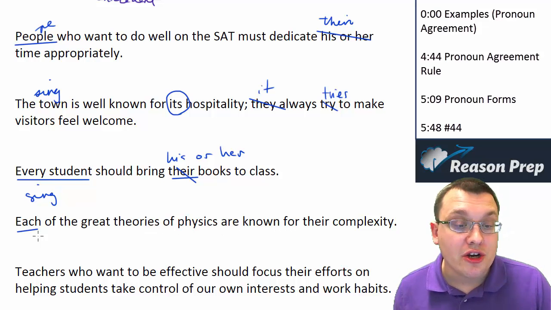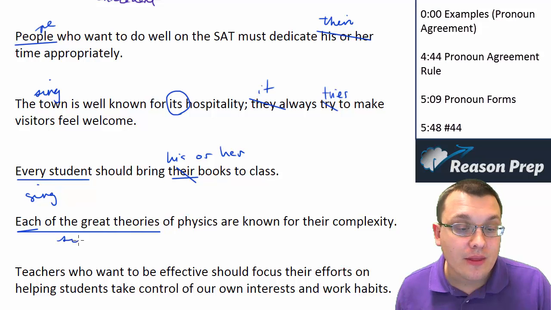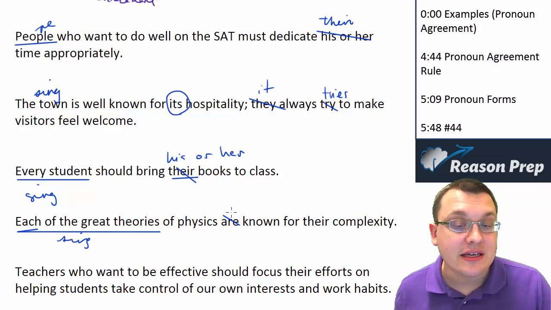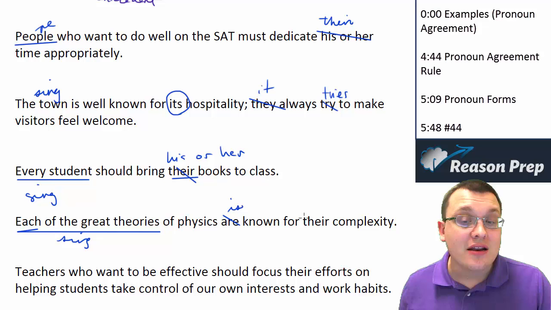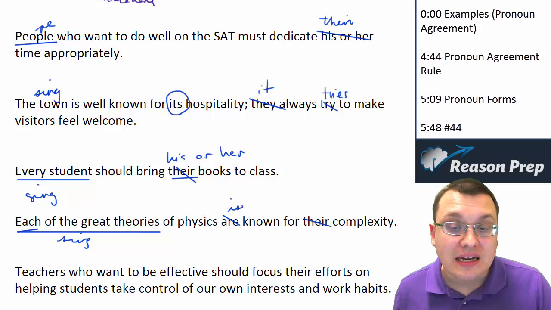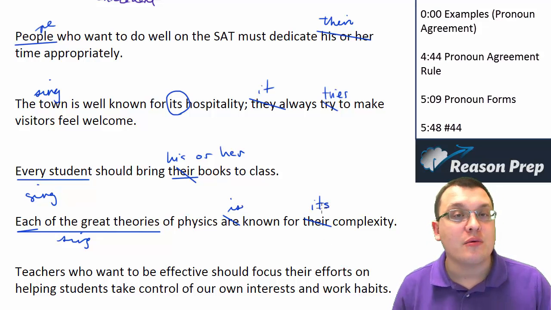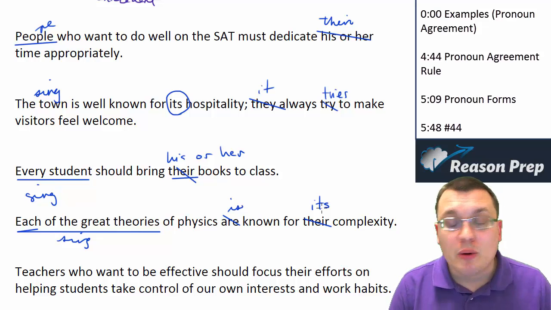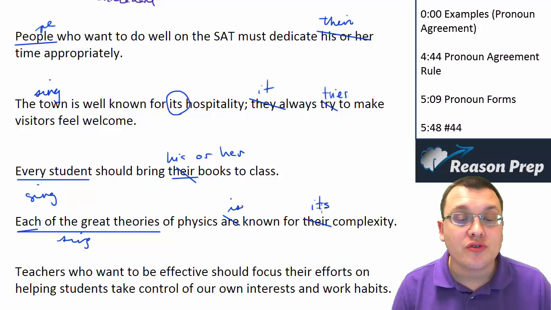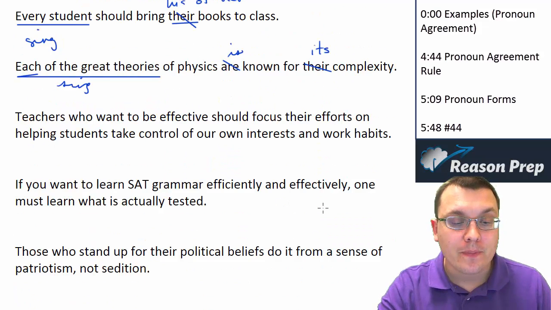Each of the great theories of physics are known for their complexity. So we got two issues here. First, this is singular. So this verb has got to be singular. It should be is. And this pronoun can't be plural. It's got to be singular. And since we're not dealing with anything with a gender, we can use it. And we would say its complexity. So each of the great theories of physics is known for its complexity.